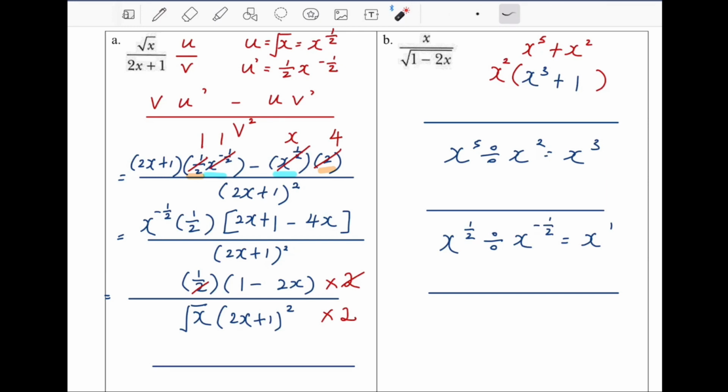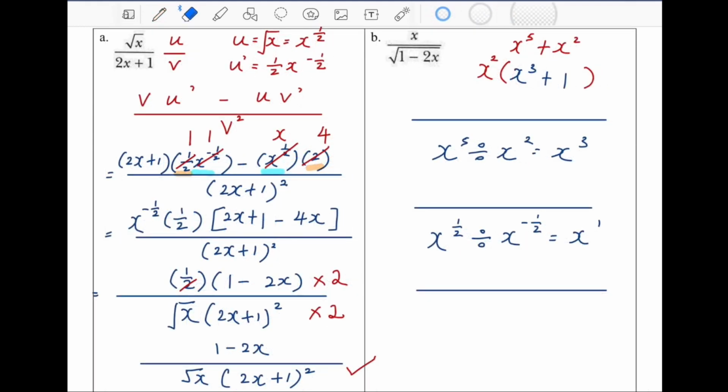Do I need to multiply 2 on this? No, you don't have to. Just have to multiply to one of them, right? Because this is not plus minus. So final answer, 1 minus 2x, okay, without the bracket, nothing else really. 1 minus 2x over square root x bracket 2x plus 1 square. Final answer. Okay? Now I'm going to show you more examples by utilizing the quotient rule.